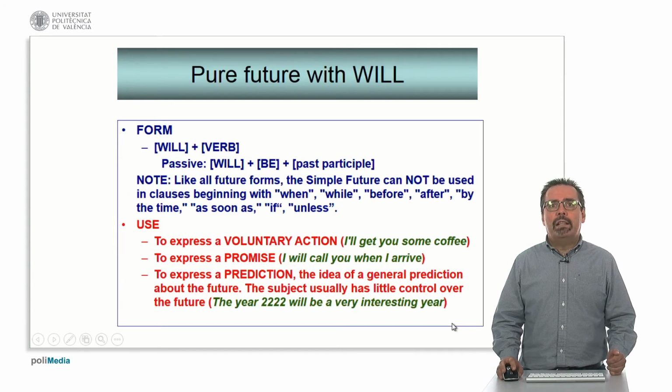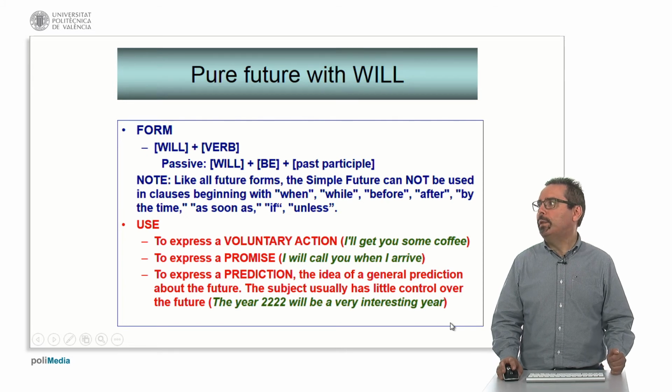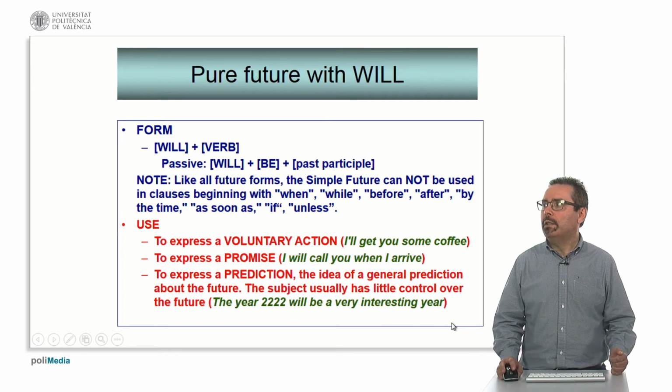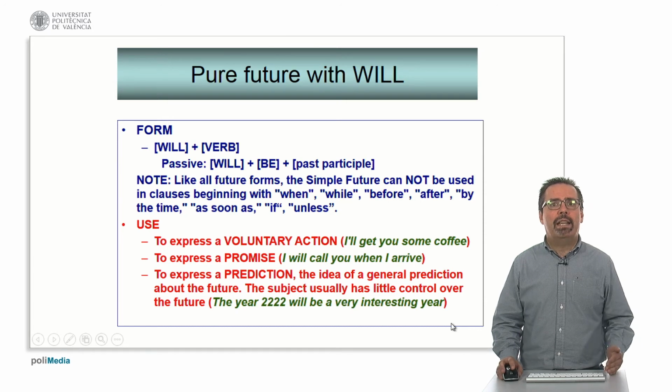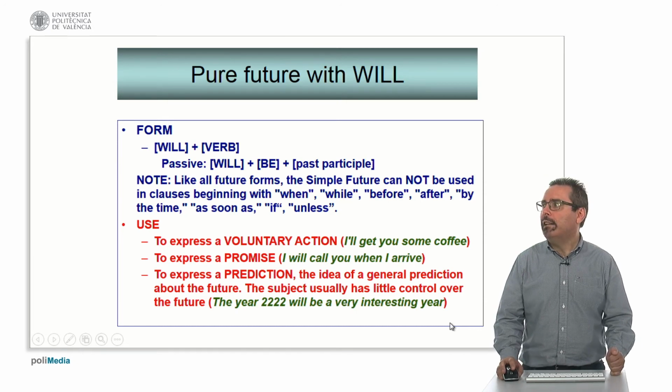We will move on now to the last verb tense we will see in this learning object, a future tense with will. We normally use the particle will with the verb. And like all future forms, a simple future cannot be used in clauses beginning with some particles. And here we have a summary of these particles. When, while, before, after, by the time, as soon as, if, unless.